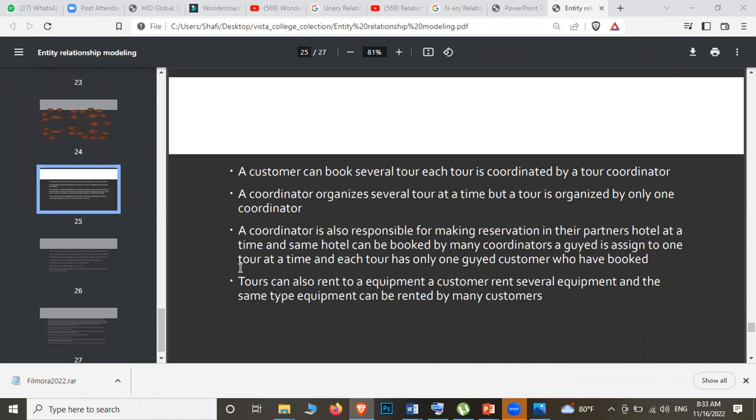A guide is assigned to one tour at a time, and each tour has only one guide, for the customer who has booked. There is a guide for every tour, and only one guide per tour.